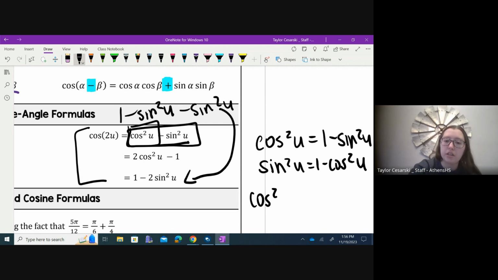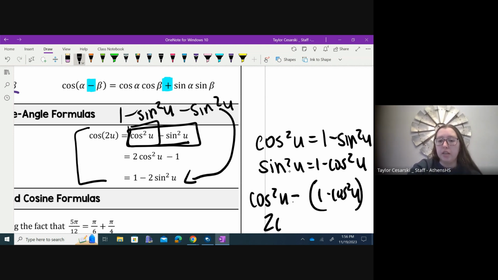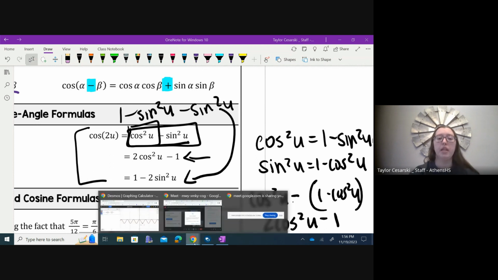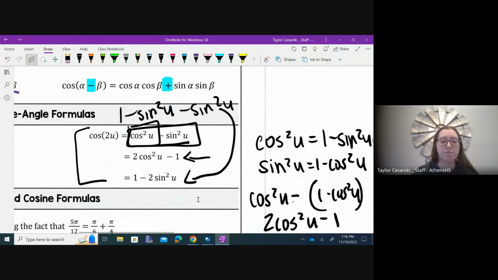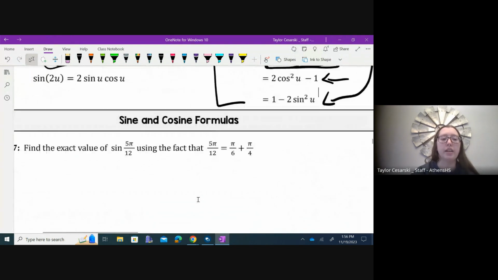Alternatively, if I took cosine squared of u minus 1 minus cosine squared of u, the double negative ends up positive, and I get 2 cosine squared of u minus 1, which is this one right here. So there are many different options on this one, but if you just memorize the first one, then you'll be good to go. All right, so let's look at what these actually look like.